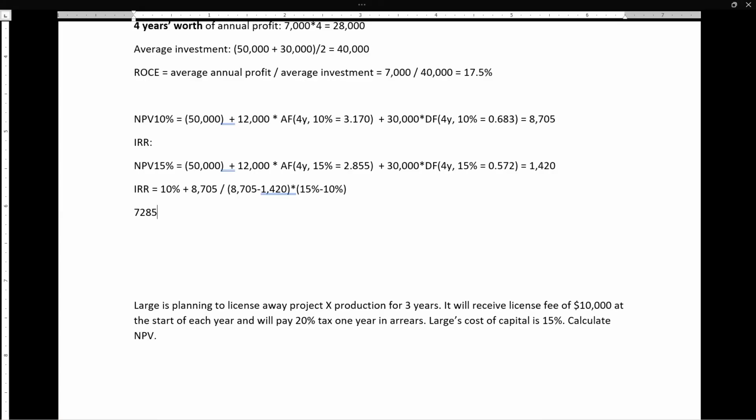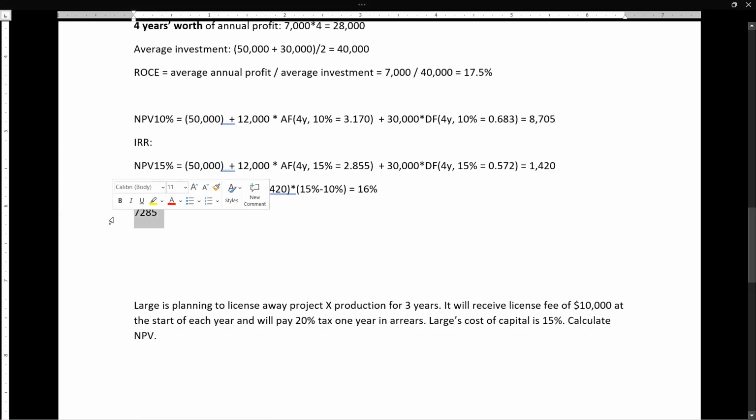Now I'm going to take 8,705 divided by 7285, multiplied by the difference of interest rates plus the 10% interest rate. Okay, so that is 16%. That is 16%, roughly. Good, so that is internal rate of return.